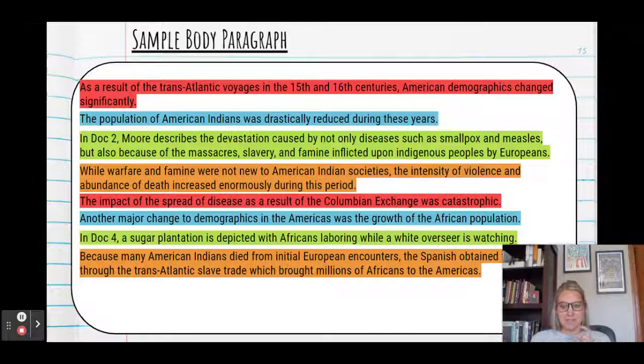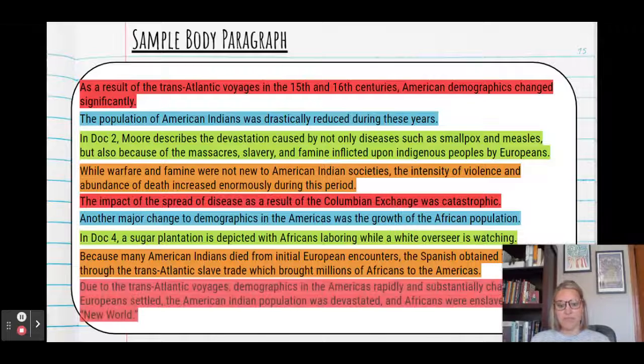Now, finally, sentence 9 here. Due to the transatlantic voyages, demographics in the Americas rapidly and substantially changed as Europeans settled, the American Indian population was devastated, and Africans were enslaved in this new world.